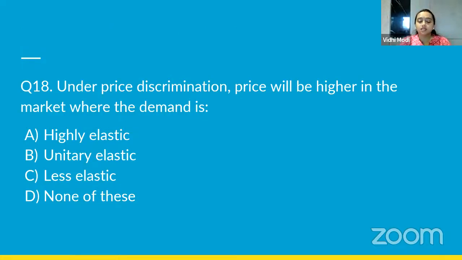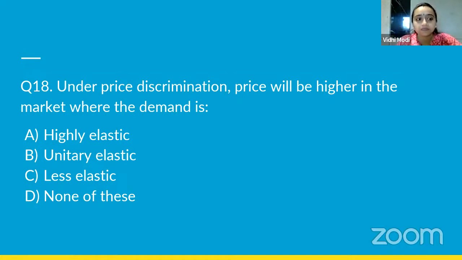Moving ahead, under price discrimination. Again, price discrimination is a very, very important concept. Price would be higher in the market where the demand is. The moment you see price discrimination, which market is it talking about? It's talking about the monopoly market, because only in that market price discrimination is possible. For example, flight fares. The fare of the flight ticket is separate for business class and separate for economy class. So it's price discrimination, right?